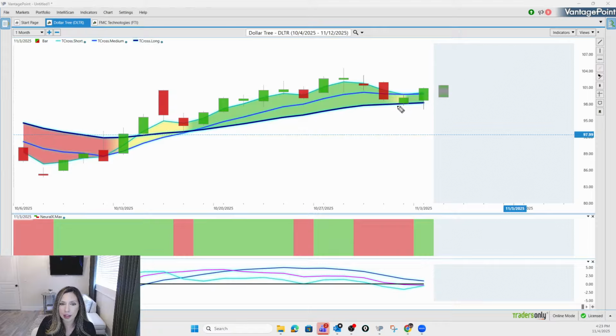So again, do we have support? Yes, we do. Check. Do we have a bullish trend? Yes, we do. Check.